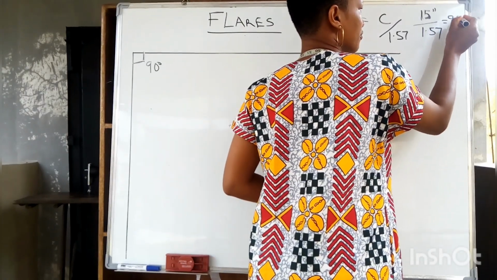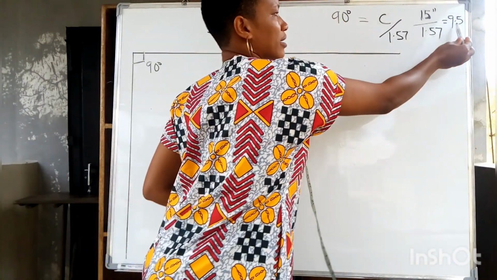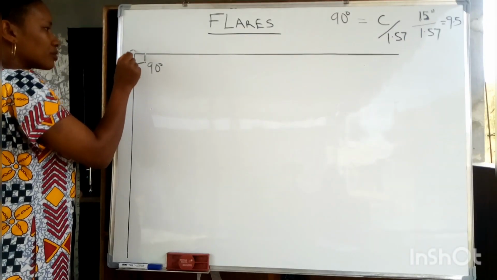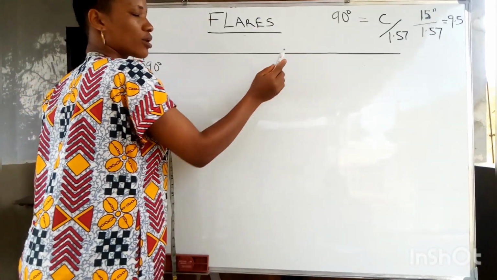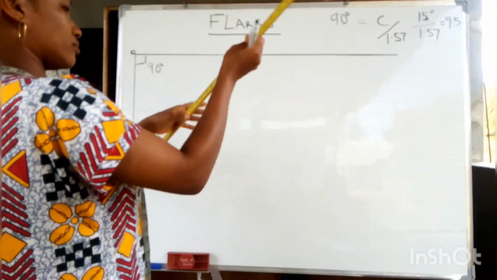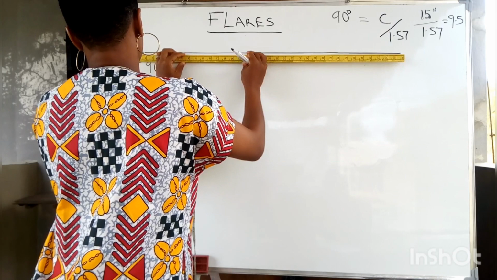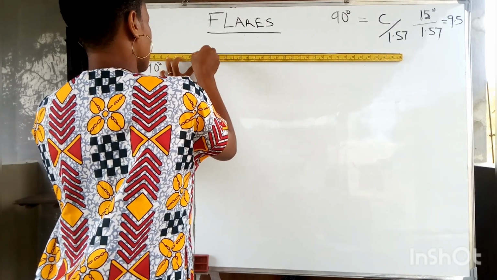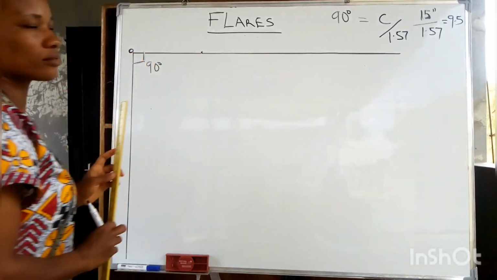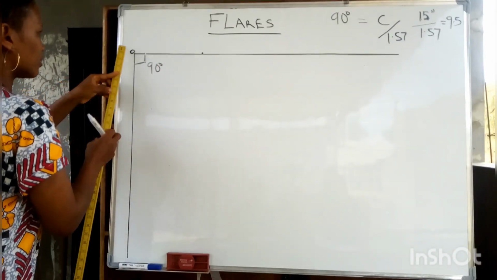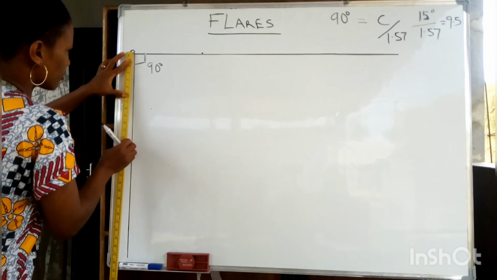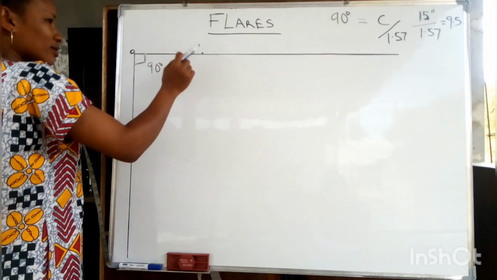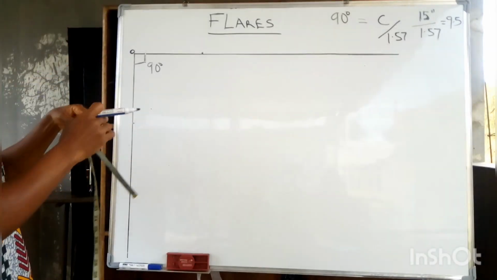Whatever you have there will give you the radius of your circumference. Now there we have 15 divided by 1.57 giving us 9.5, as you can see, and that 9.5 you place it from the 0 to 9.5 on the two lines, that's the two axes of the right angle.